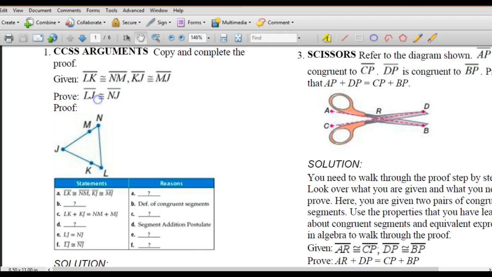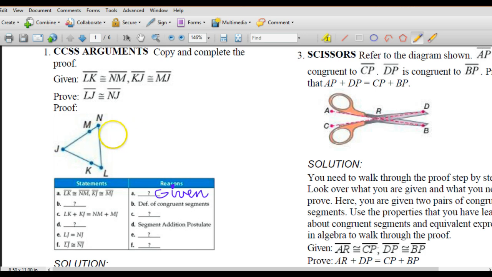So we start off by stating our given information. So we're going to take everything here and rewrite it down here. So our reason is just given. We're stating the given information. After that, we have the reason definition of congruent segments.